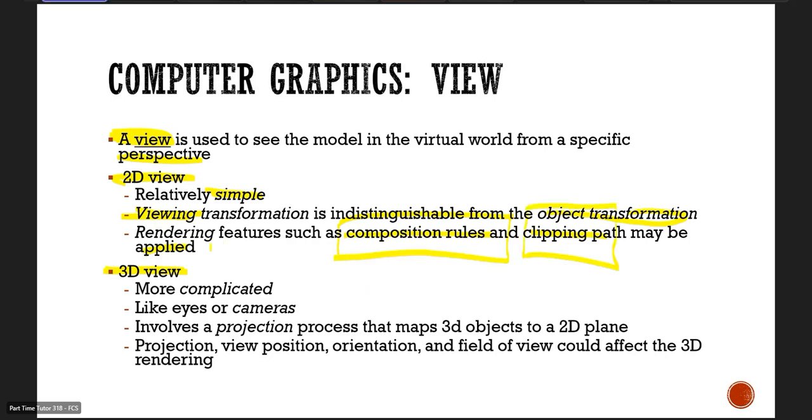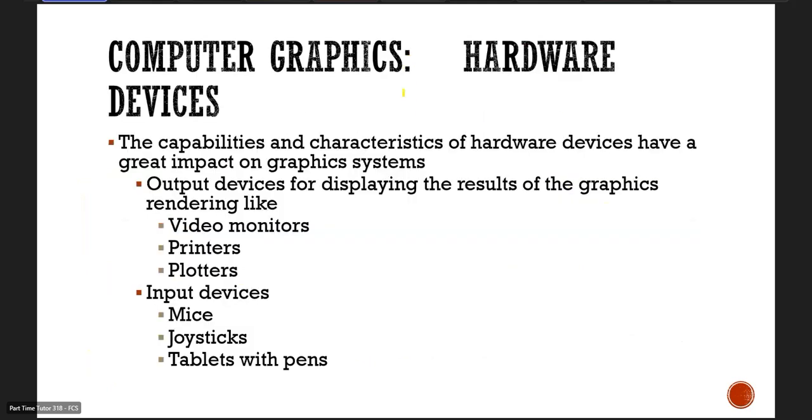Okay. And for the 3D view, it is more complicated. It's like a camera. So it's like changing the point where to place your camera. It involves a projection process that maps a 3D object to 2D. So here we are talking about projection, viewpoint, orientation, field of view. All these can affect the 2D rendering. So if we summarize, we have 2D rendering and 3D rendering, and this is to generate the viewpoint, to generate the scene.